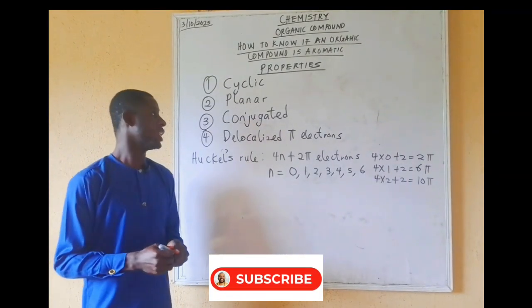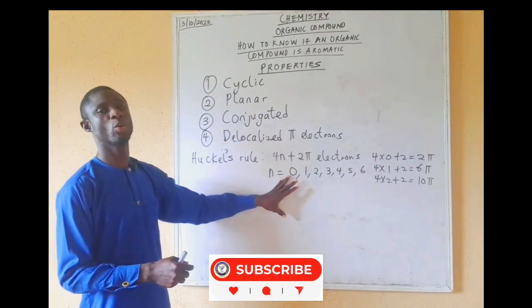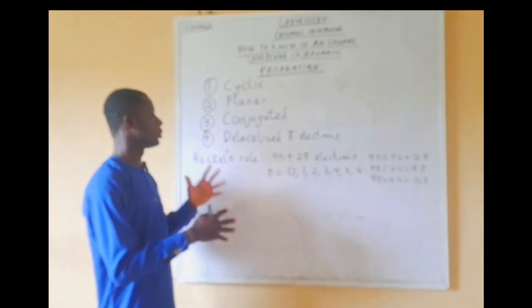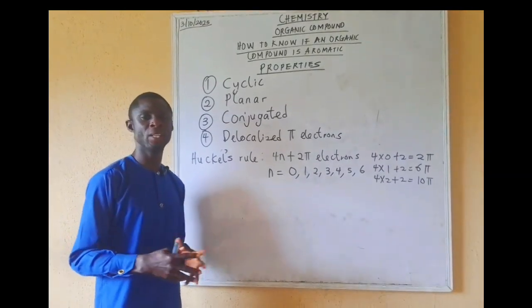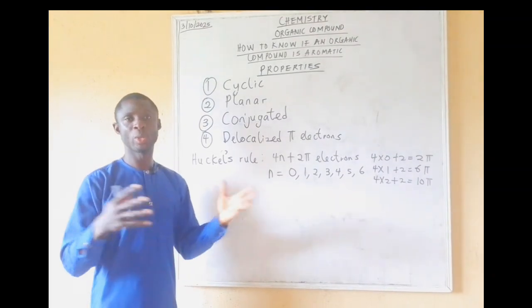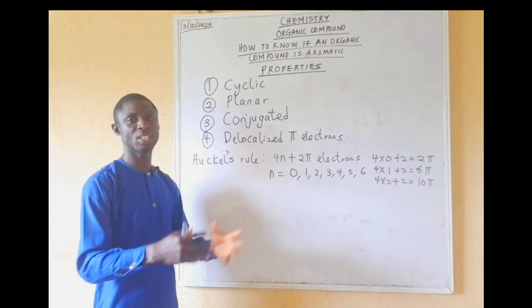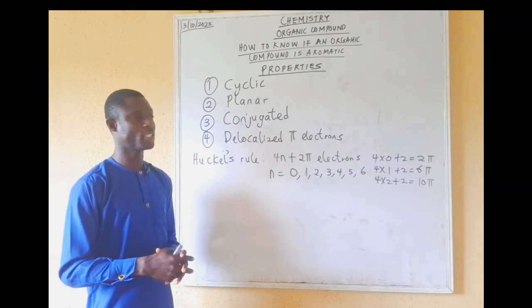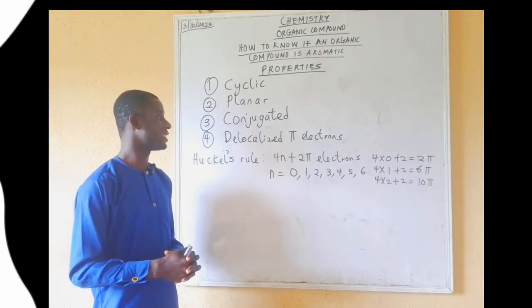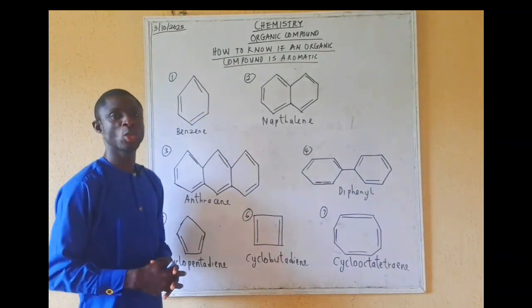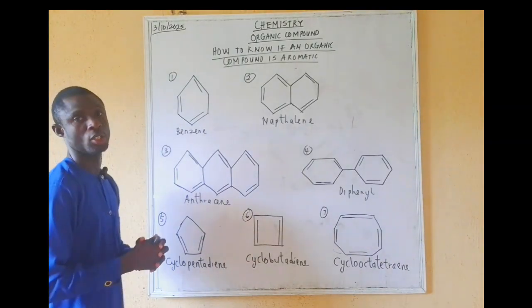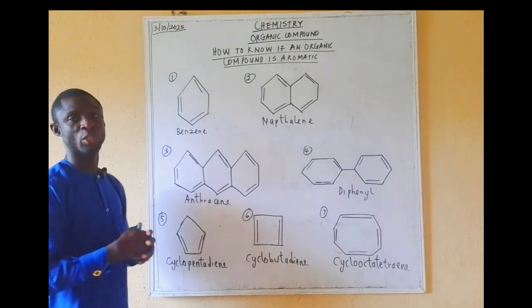Do you understand? If it has these 4 properties and it does not obey Hückel's rule, it's still not what? Aromatic. So now, I would like us to look at some structures and examine them together, to use this rule or this property to examine if they are aromatic or they are not. Aromatic. So let's go to the example of the structure and look at it together, and use those properties to know the one that is aromatic and the one that is not aromatic.